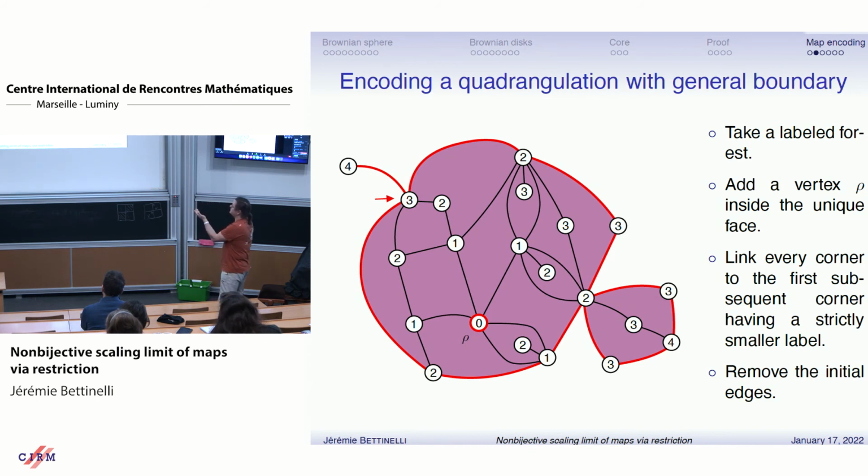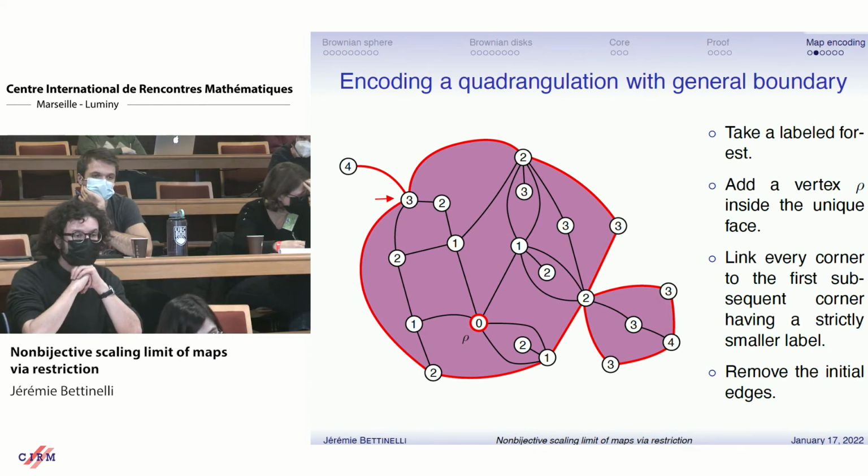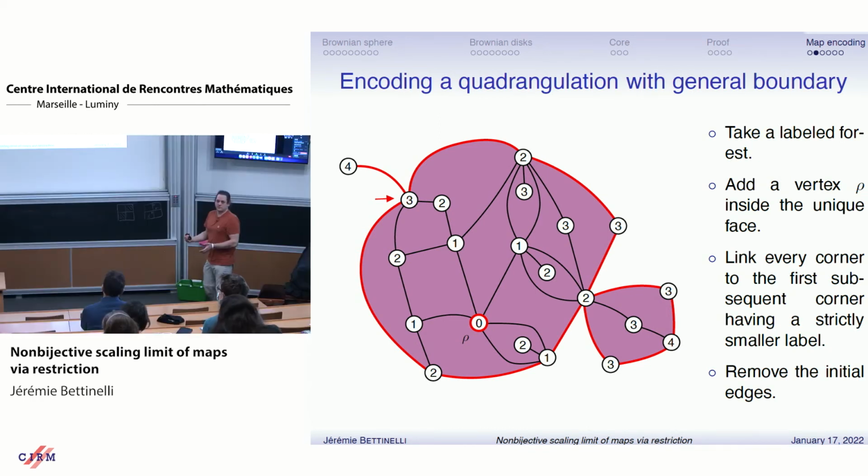Of course, you can use this bijection and ask yourself what is the constraint on the labels so that the result has a simple boundary. But the constraint is very complicated to work with.